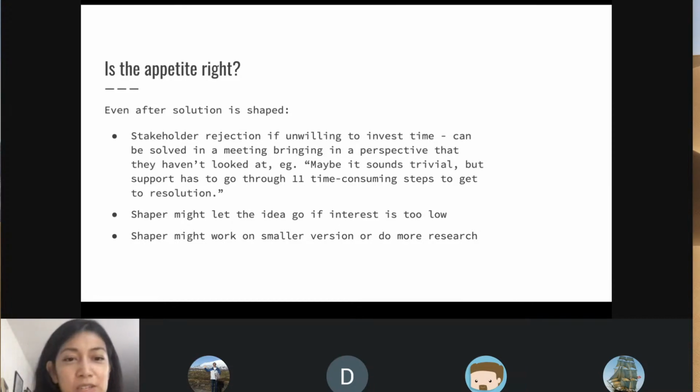Yeah, and I wrote, this can be solved in a meeting. They gave an example of bringing in a perspective that a stakeholder hasn't probably looked at. Maybe it sounds trivial, but support has to go through 11 time-consuming steps to get to the resolution. So that gives a stronger case for why the solution works. The shaper might let the idea go if interest is too low, or the shaper might work on a smaller version or do more research. If there's not enough data to support the solution, you can go do more research.